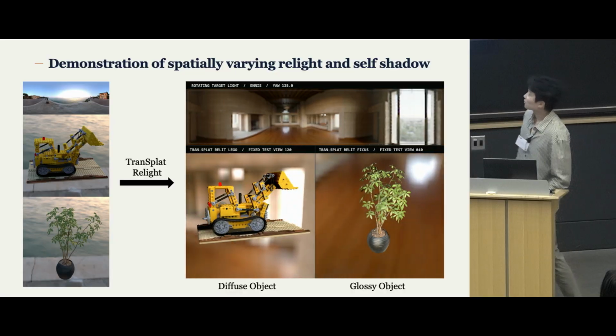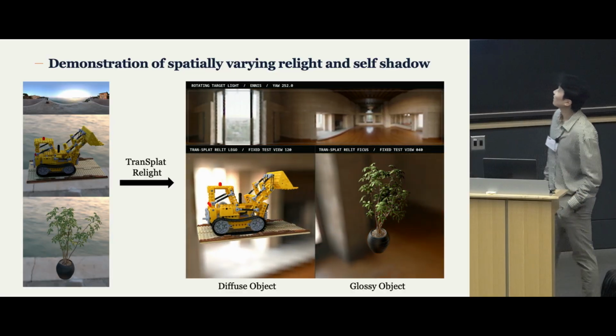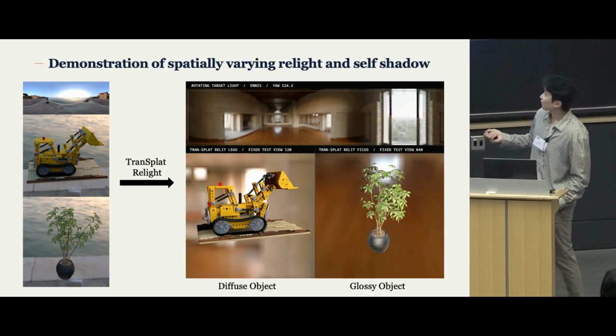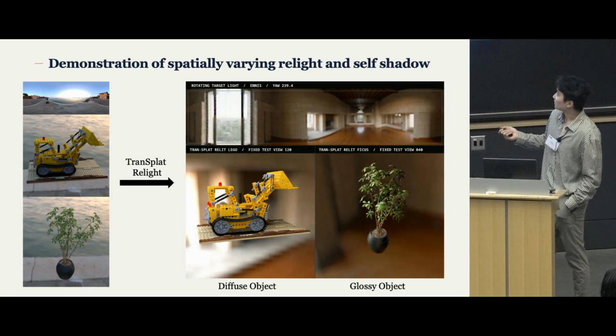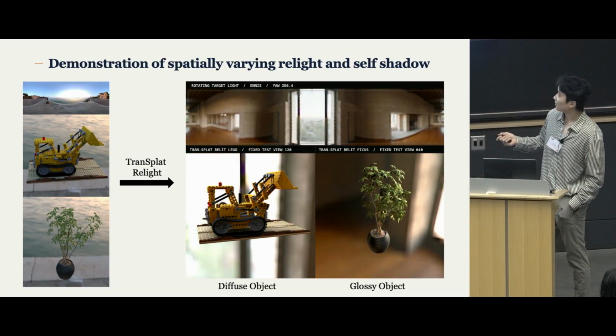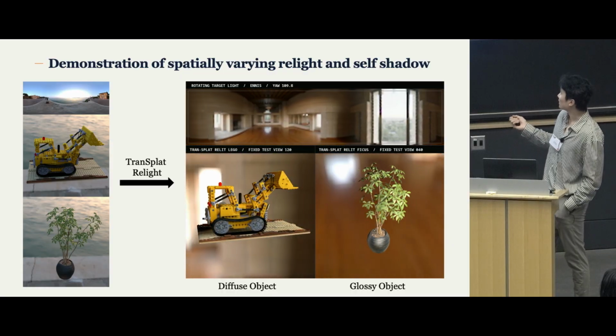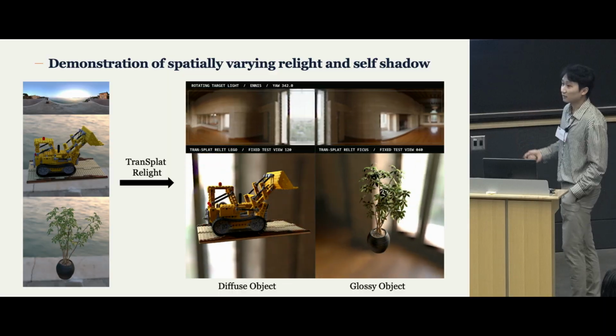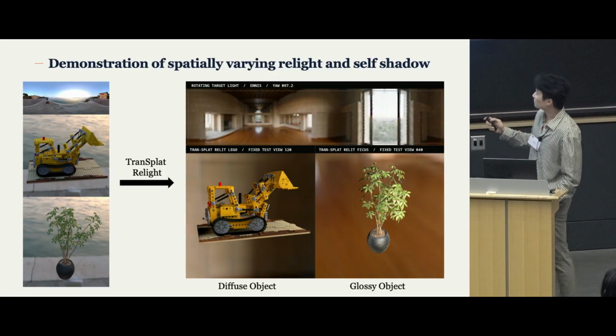So here's a demonstration of the spatially varying relight, as well as the soft shadow I was talking about. Here we can see that for this object, the actual shadows are rotating with the environment, as well as the specular highlight rotating with the environment.